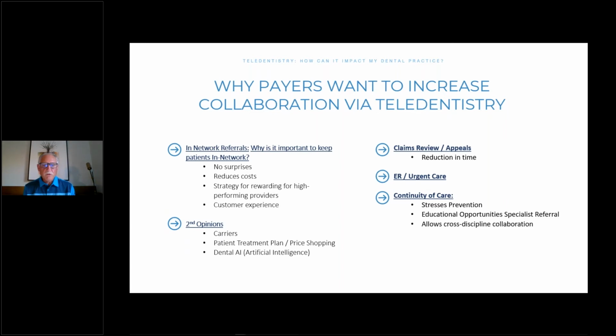So they also are extremely interested in teledentistry because of the collaboration capabilities that are available. And I'll start with in-network referrals, and why is it important to keep patients in network? First and foremost, again, it reduces costs for the patients, the employer, and the carrier.